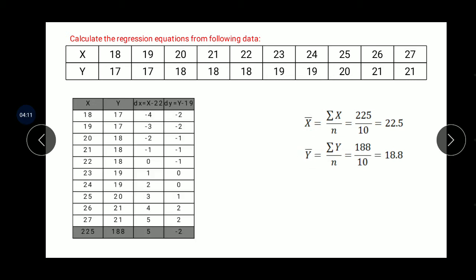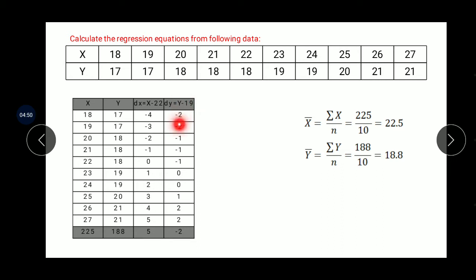Okay, so let's see this. We'll calculate dx and dy, x minus 22 and y minus 19. So x minus 22: 18 minus 22 is minus 4, 19 minus 22 is minus 3, 20 minus 22 is minus 2, 21 minus 22 is minus 1, 22 minus 22 is 0, and so on for all the other values, and we'll sum them. The sum of all these values comes out to be 5. Similarly, we'll find dy, which is y minus b, the assumed mean, and here we have taken the assumed mean of the y series to be 19.